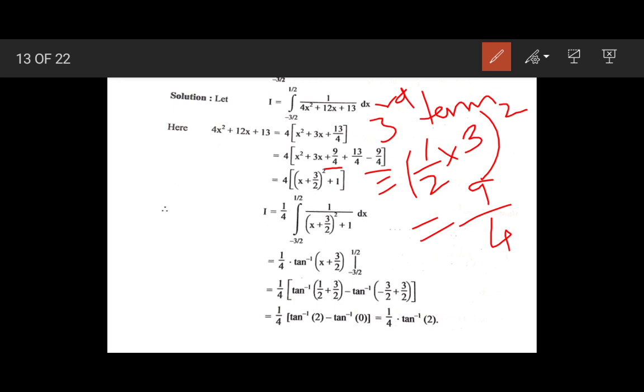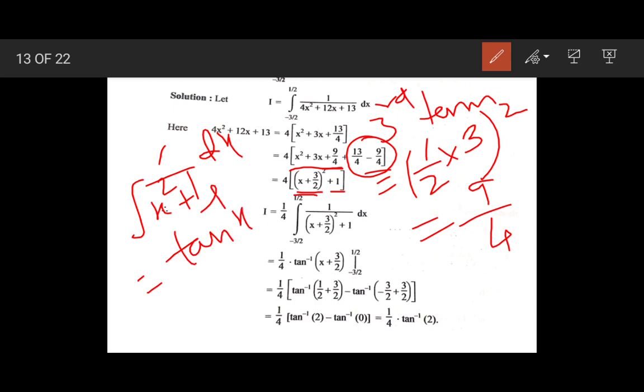By adding and subtracting, we get the first three terms as the square of x plus 3 upon 2. So x plus 3 upon 2 the whole square, and this 13 upon 4 minus 9 upon 4 is equal to 4 upon 4. So that is 1. 1 means 1 square.